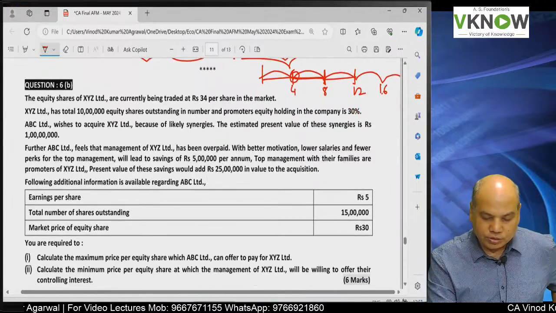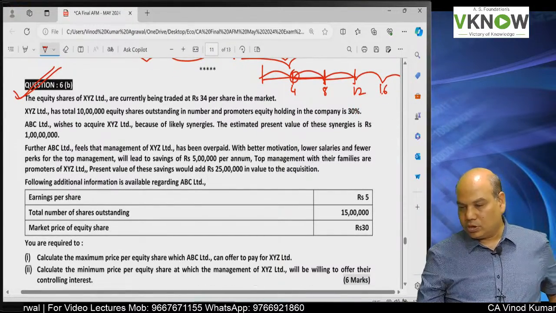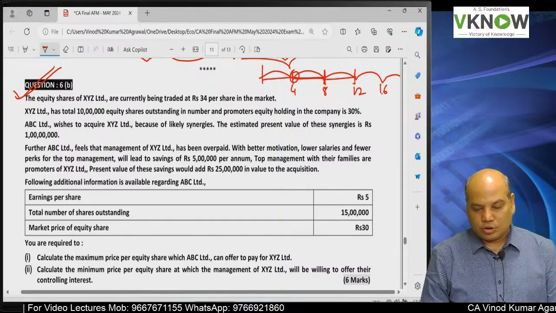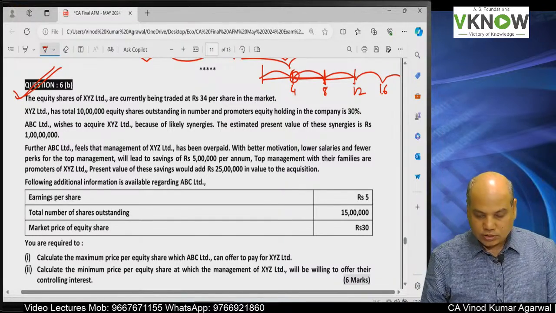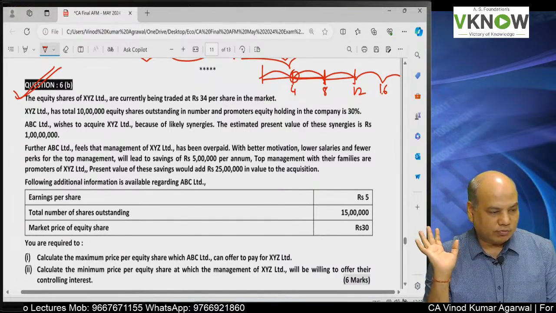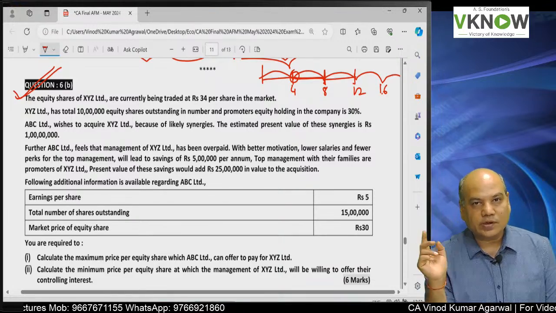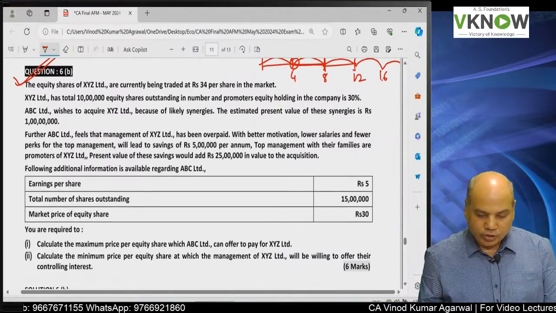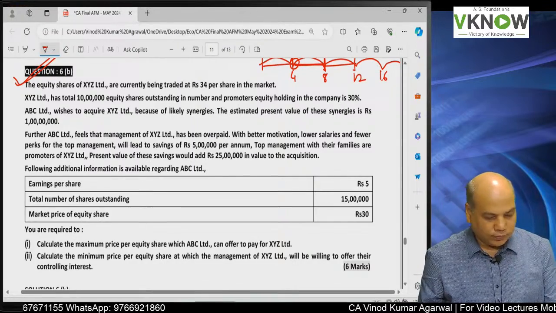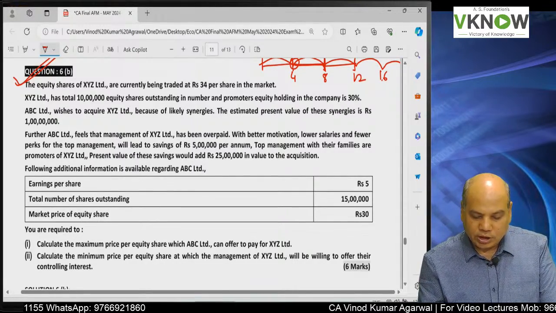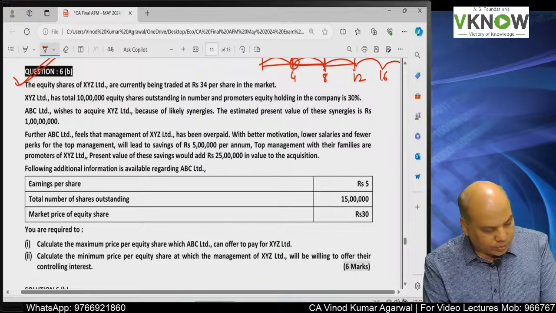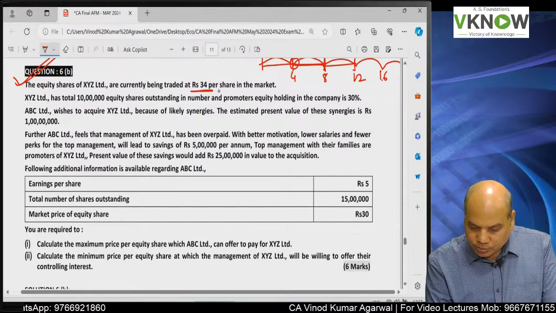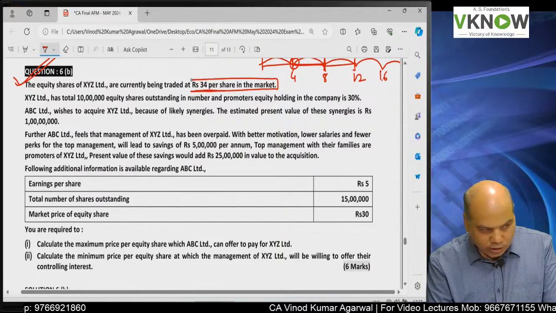Now the last question, number 6B. Okay, that was a highly easy question, very easy, taken from mergers and acquisitions. The question is in the study material. The equity shares of XYZ Limited are currently traded at rupees 34 per share in the market. Underline 34.